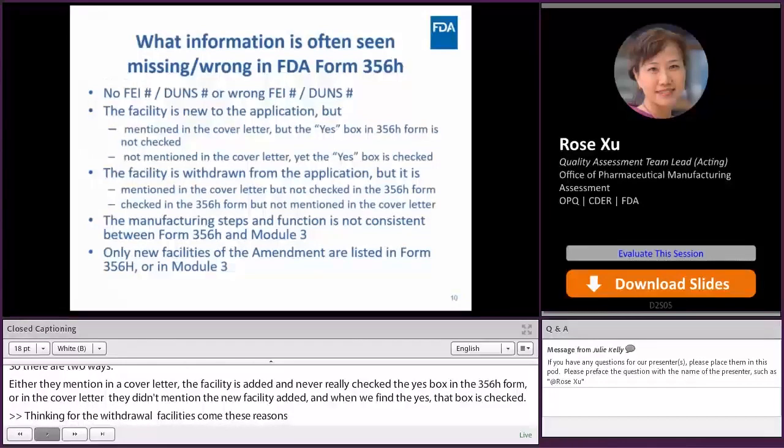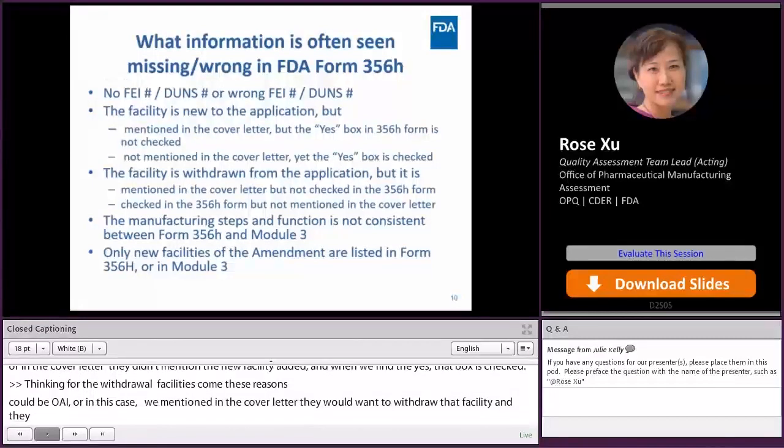Vice versa, the applicant submitted a cover letter talking about something else, never mentioning that they intend to withdraw the facility. However, when we do the review, we check the 356H form, and we notice that they marked the withdrawal of that facility. So, because of the inconsistent information, we do not know whether the applicant intends to withdraw or still keep the same facility, and we have to issue the IR in this case.